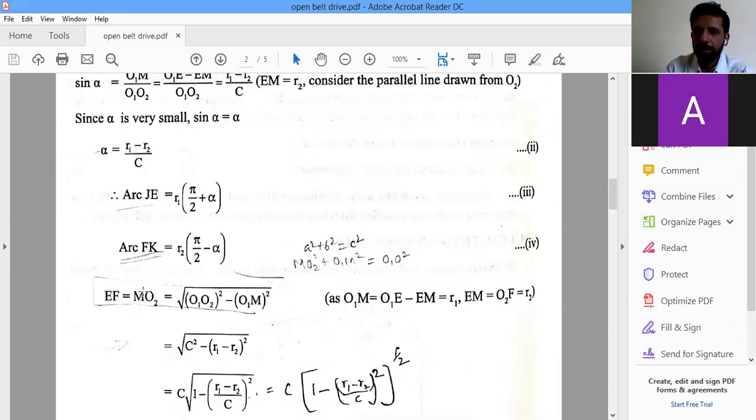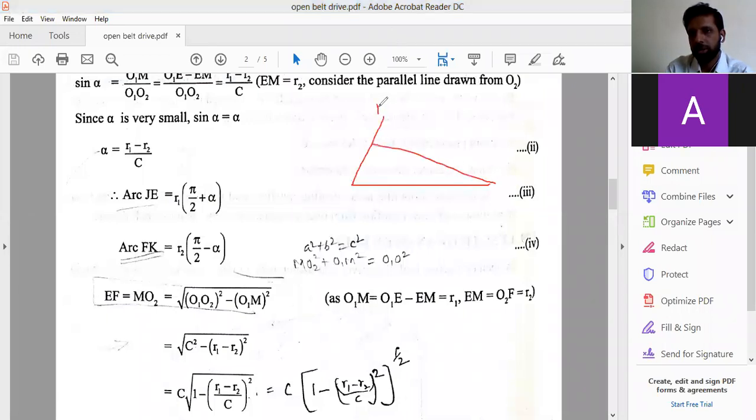E to F, using our Pythagoras theorem, we can rewrite it as O2 to M. E is here, M is here, and O2 is here, that is the center of shaft number 2. O1 is here. So E to F can be written as M to O2, where using our Pythagoras theorem, it can be rewritten as square root of O1O2 the whole square minus O1M square.